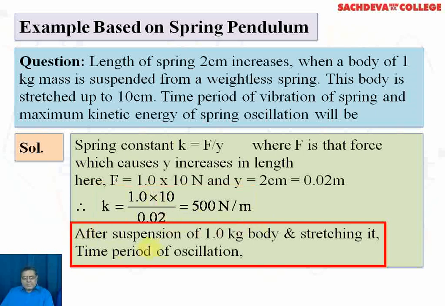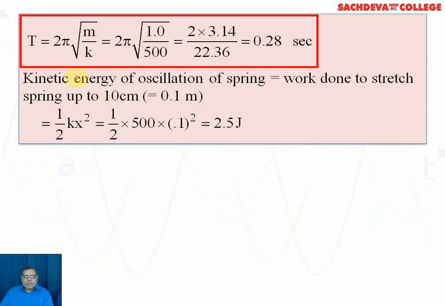After suspension of a 1 kilogram body and stretching it, the time period of oscillation will become 2 pi under root m over k, and k we have already calculated. So it is 2 pi under root, the value of m we have computed, the value of k also computed, and by simplifying, the result becomes 0.28 seconds. So the time period of this type of pendulum will be 0.28 seconds.